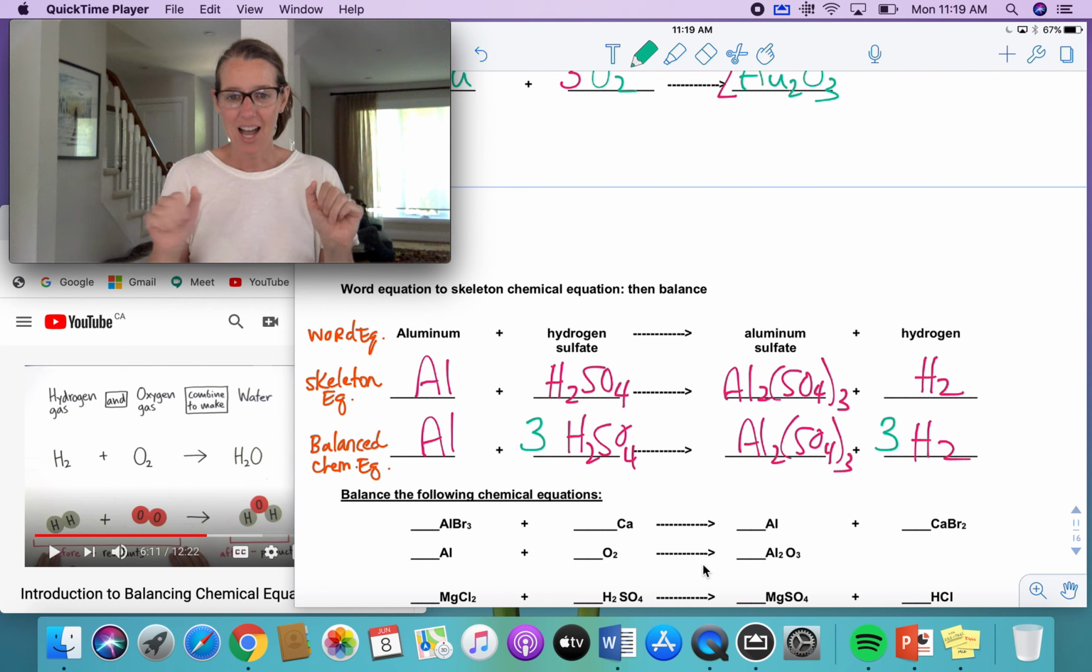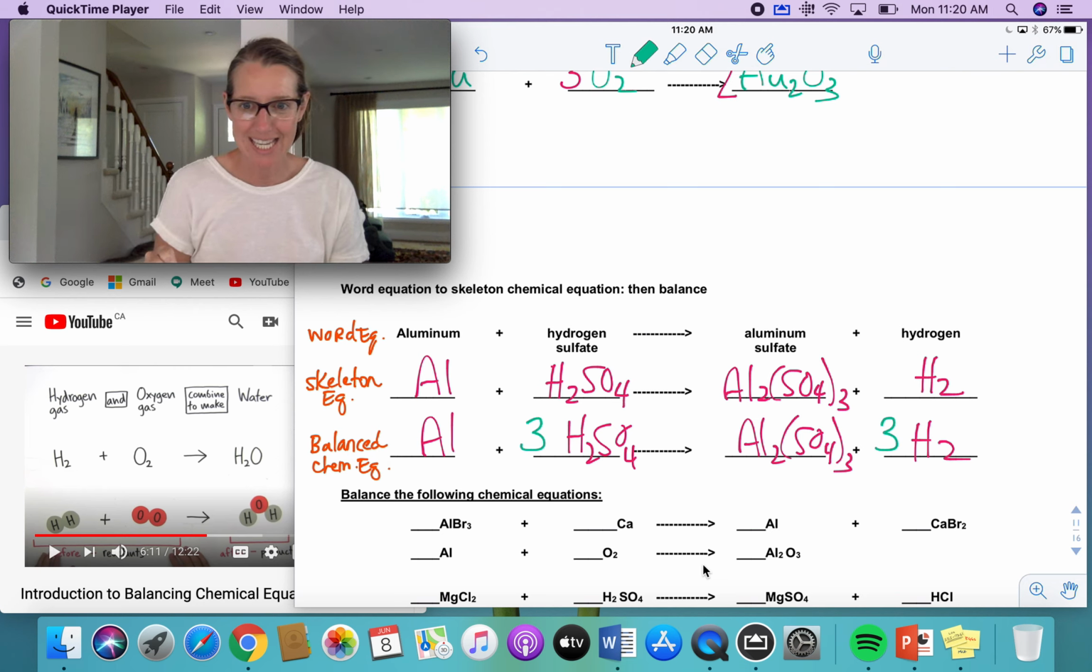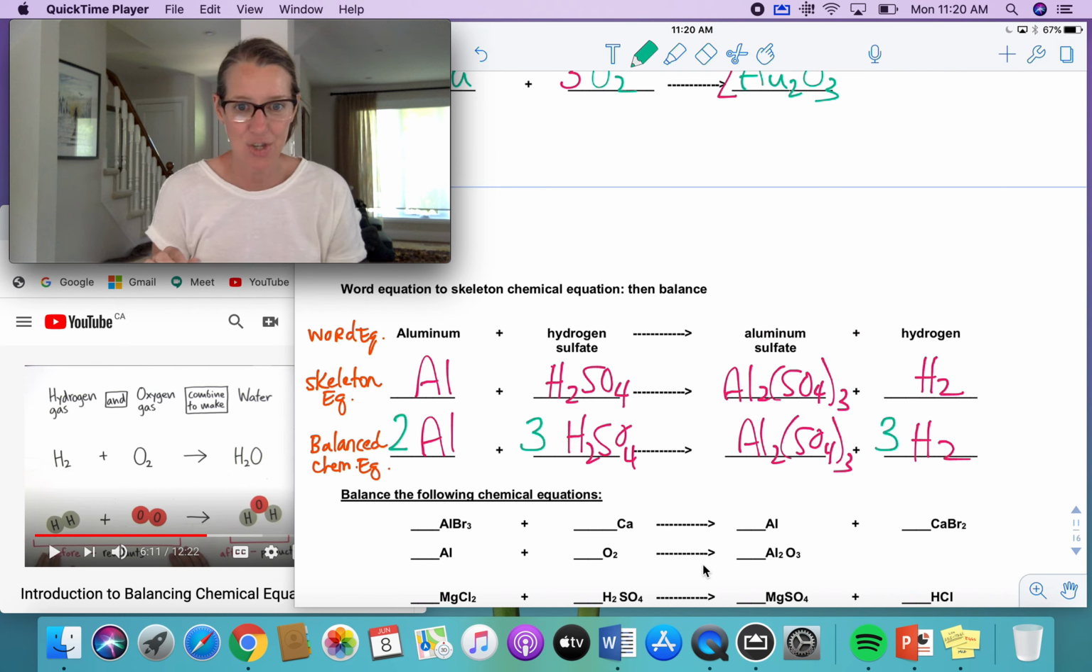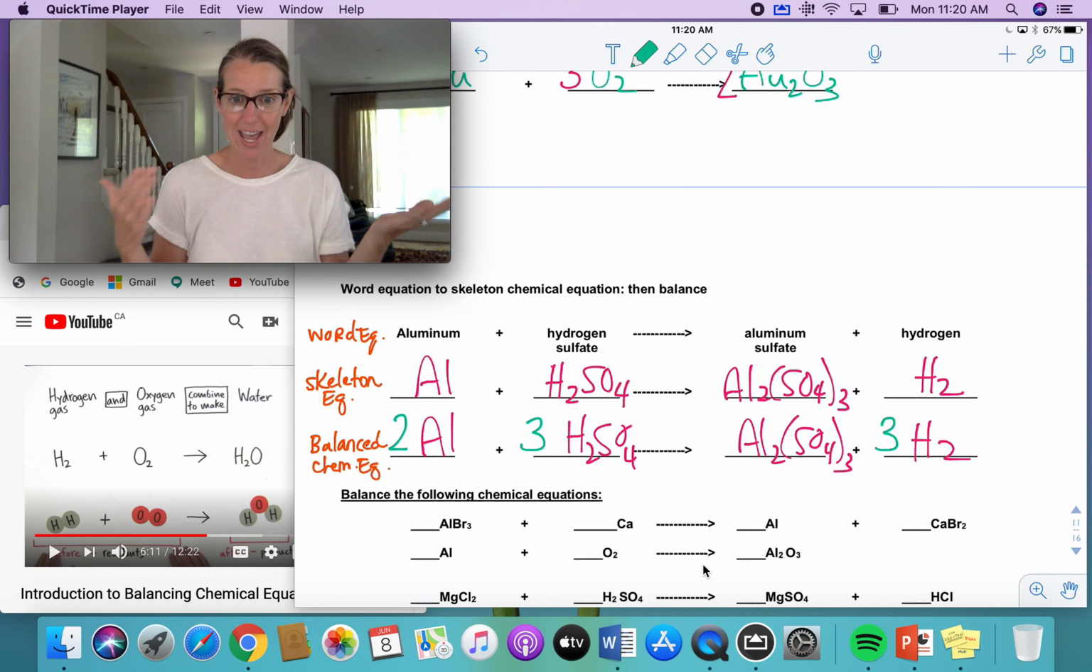That's done. I balanced my sulfates. That's done. What's left? My aluminum. How many aluminum do I have on the reactant and product side? That's really easy to see. I've got 2 on the product side. The only way to get 2 on the reactant side is to put a 2 in front as a coefficient. Okay, now I double check. Do I have the same number of reactants and products? Check, check, check, check. I'm done, and now I've got my balanced chemical equation.